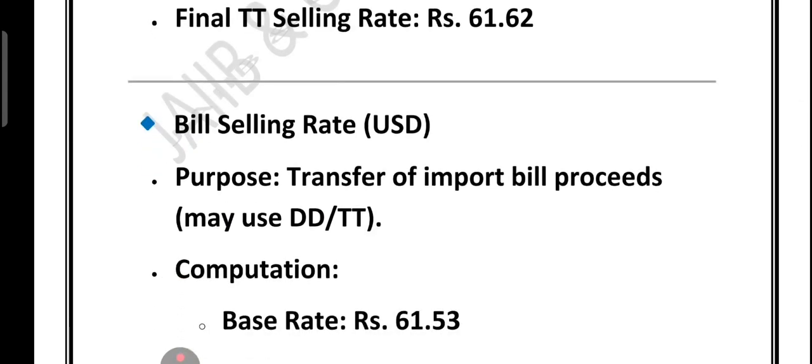So friends, please remember these points. TT selling rate for outward remittance. First of all, we take the base bank rate, then we add the bank margin and you get the final client rate. Remember, margin is always to be added in the case of a sell transaction and margin is always to be subtracted in the case of a buying transaction. Please remember it. Right, so this is the point. TT buying rate, TT selling rate.